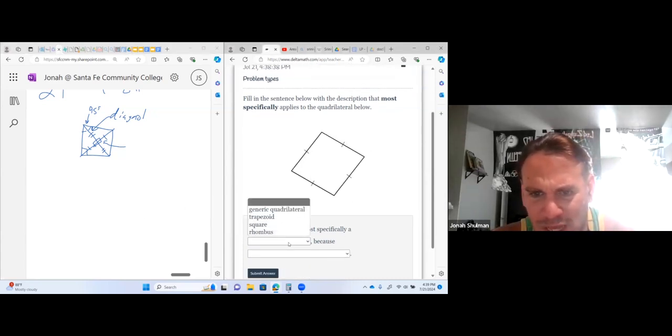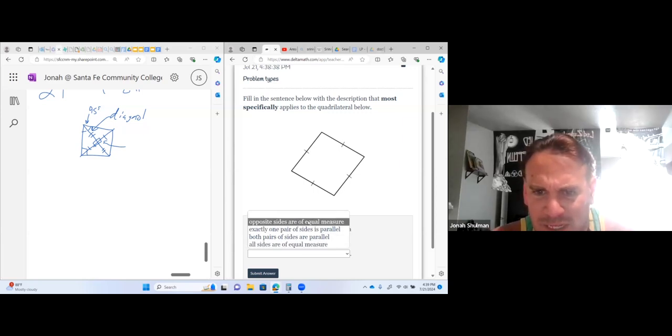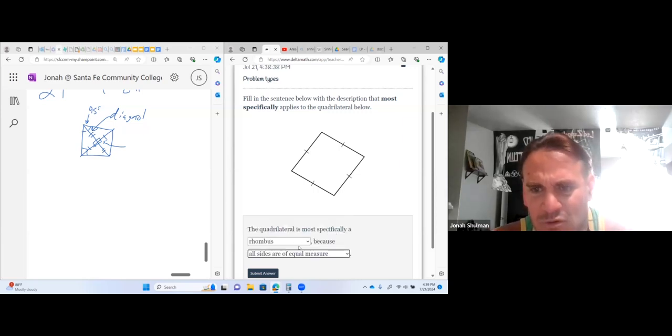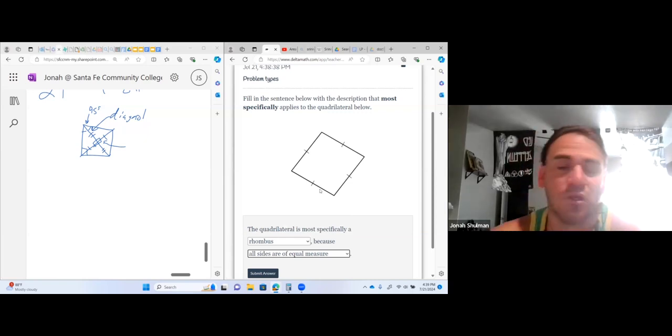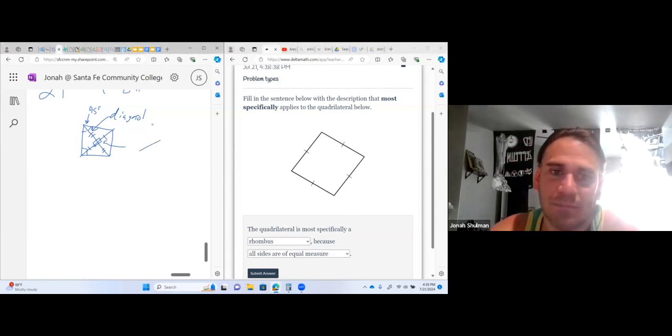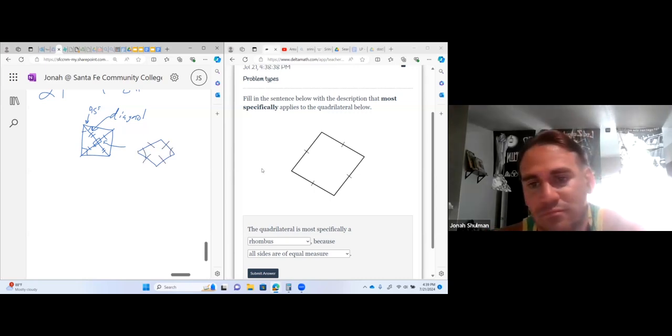All we know is that, I'm going rhombus. This looks like a rhombus to me. Opposite sides, exactly. All sides are equal measure, but that's all we have. So I'm going rhombus because they tell us nothing about the angles. So a rhombus is like a square that somebody sat on. The sides are equal, but the angles are not equal. Wild, right?